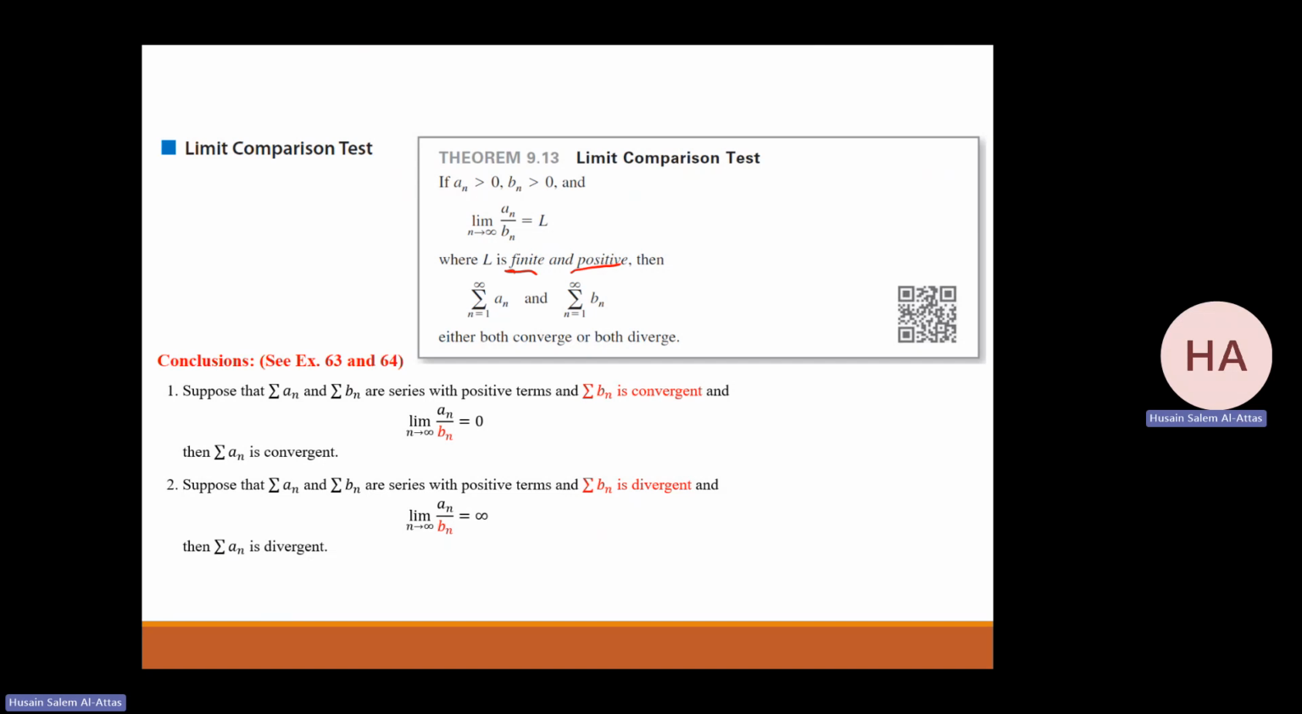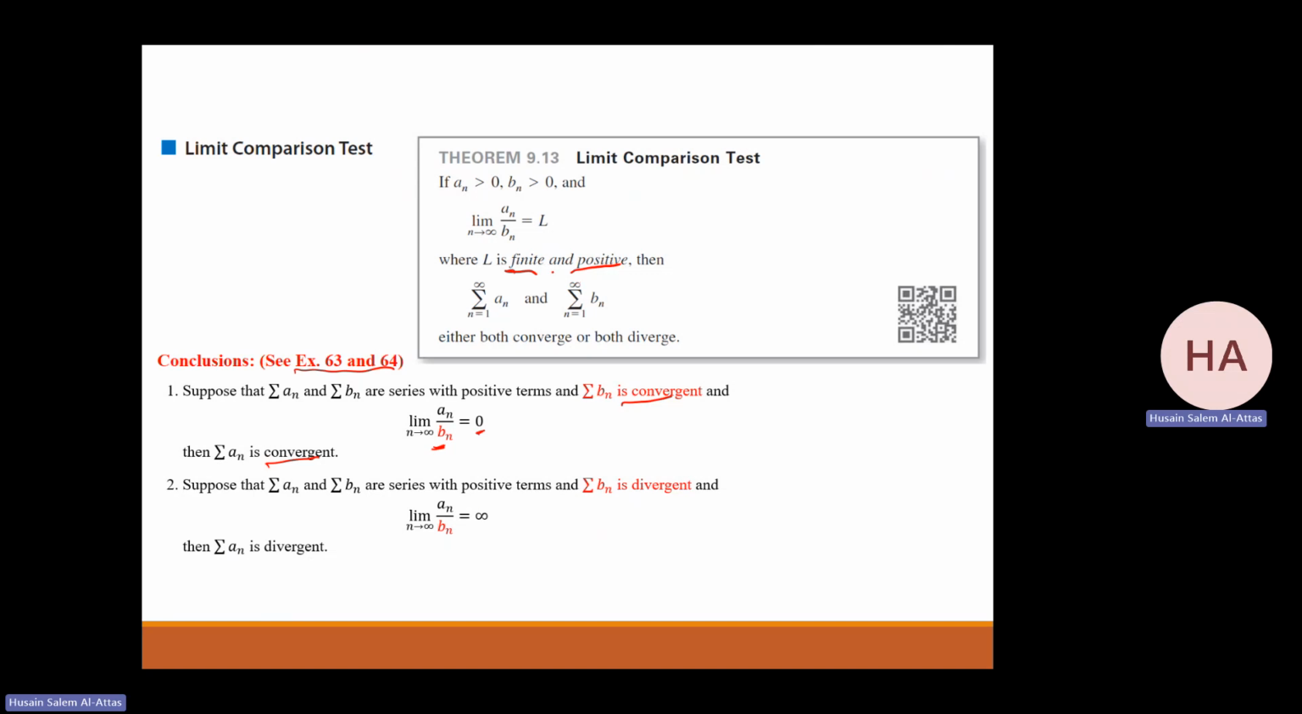Now, what about if the limit of an over bn is 0? Is there no conclusion? There is a conclusion in one case. If the series of the denominator is convergent, then the series of the numerator is convergent. What about if the series of the denominator is divergent? We don't know. No conclusion. By the way, these are exercises 63 and 64 in the book.